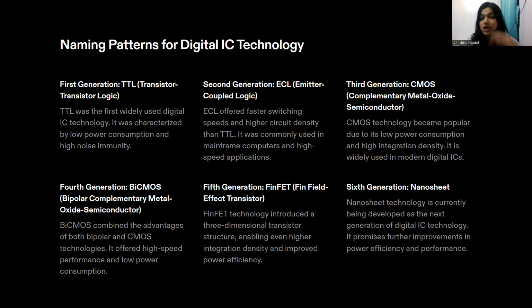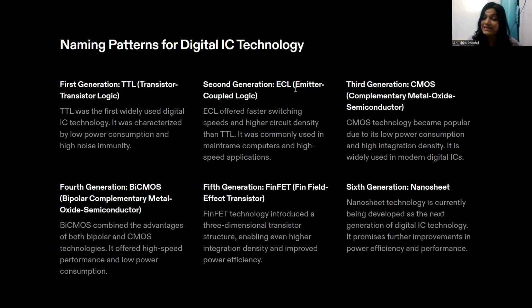In earlier cases, due to lack of standardization, naming had become quite a question. But as time went on, there was standardization and naming became easier. First generation is known as TTL, transistor-transistor logic. TTL was the first widely used digital IC technology. It was characterized by low power consumption and high noise immunity. We have a series known as 74XX. The 74 translates to TTL, and XX could be of any subscript like S, N, HC, HS, and so on.